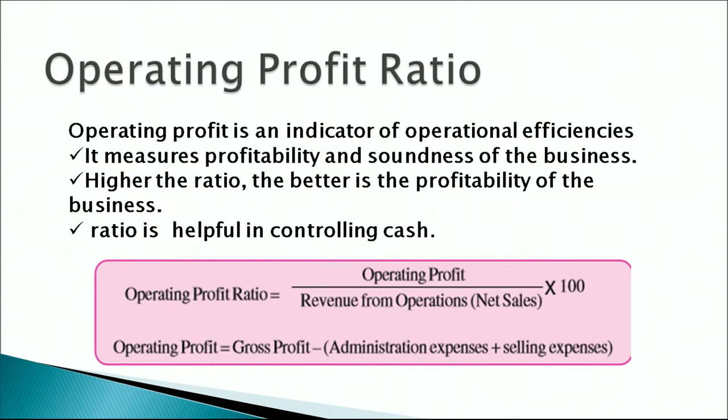As you see, this ratio will tell us what is the revenue left after meeting your operating expenses to be distributed as dividends or kept as reserves or to meet your non-operating expenses. Higher the ratio, better it is. It helps to control our operating expenses if the operating profit ratio is showing a declining percentage. We need to control our operating expenses, even if the gross profit is rising and the operating profit ratio is decreasing.